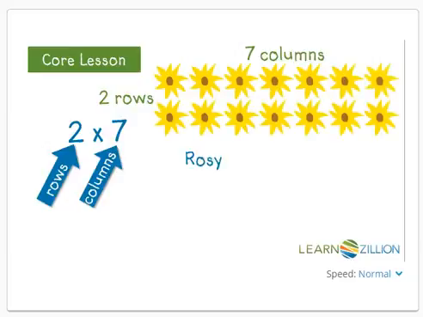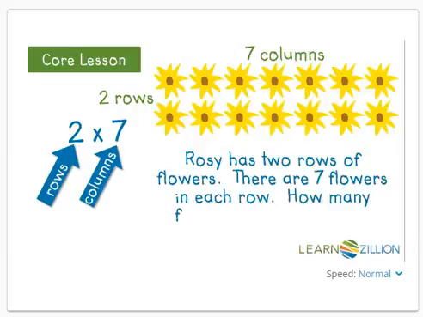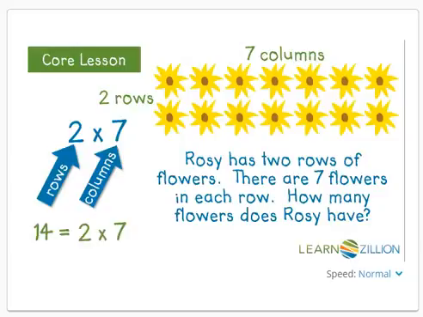To write a story to match this array, we could think about having 2 rows of flowers. Rosie has 2 rows of flowers. There are 7 flowers in each row. How many flowers does Rosie have? Rosie has 14 flowers. 2 times 7 is the same as 14.